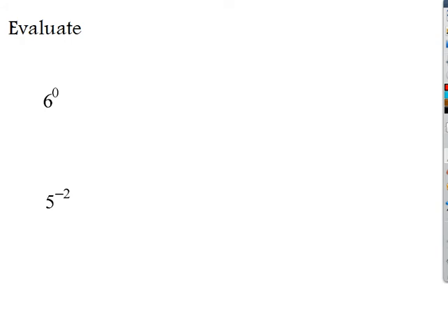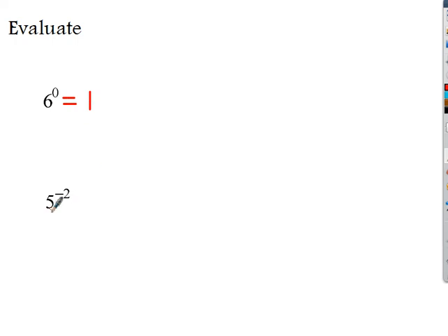Let's evaluate some examples. 6 to the 0th power. Well, we learned that anything to the 0th power is 1. So 6 to the 0th power is going to be 1. I didn't even need to worry about what the base is. As long as it's not 0, anything to the 0th power is 1.